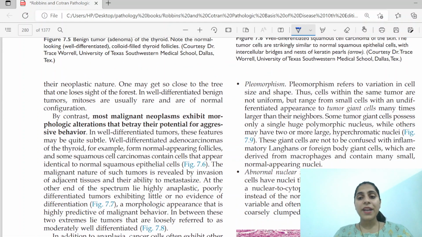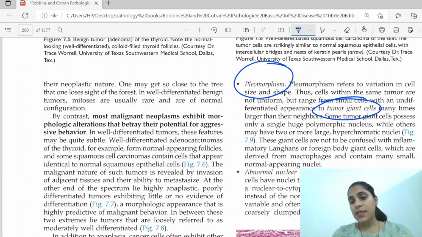So in the heading of anaplasia and differentiation, how will you find out if it is differentiated or not? So we will find it out in these headings, if there is pleomorphism or not. Pleomorphism that we have already seen in the picture, that is some cells are big, some are large, the morphology is having variable size, variable shape. So this can have tumor giant cells, they can have two or more multiple hyperchromatic nuclei.